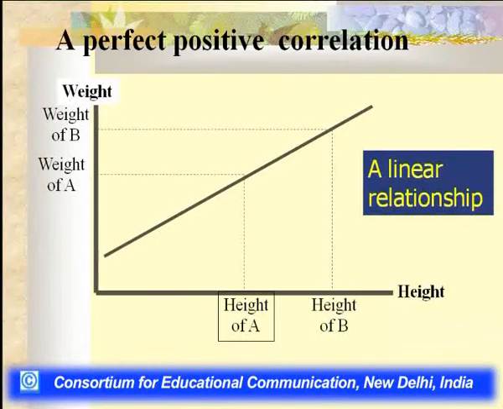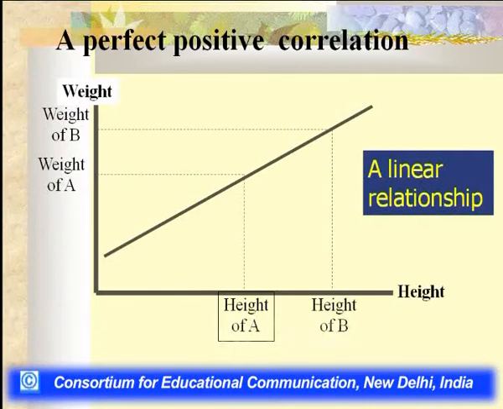Now, see this diagram very carefully. On the x-axis we have the height of A and height of B, whereas on the left hand side on the y-axis we have the weight of A and weight of B. So, if you see the weight and height of A, they are moving in the same direction. Similarly, the height of B and weight of B are also moving in the same direction.